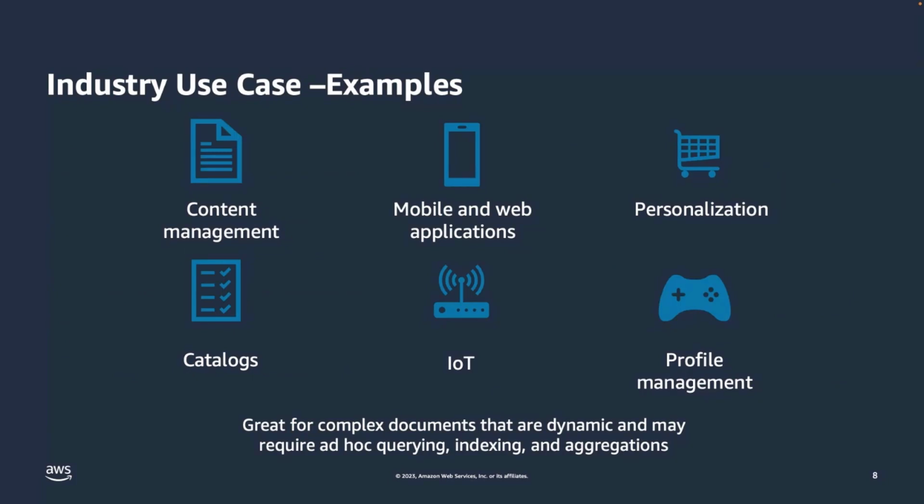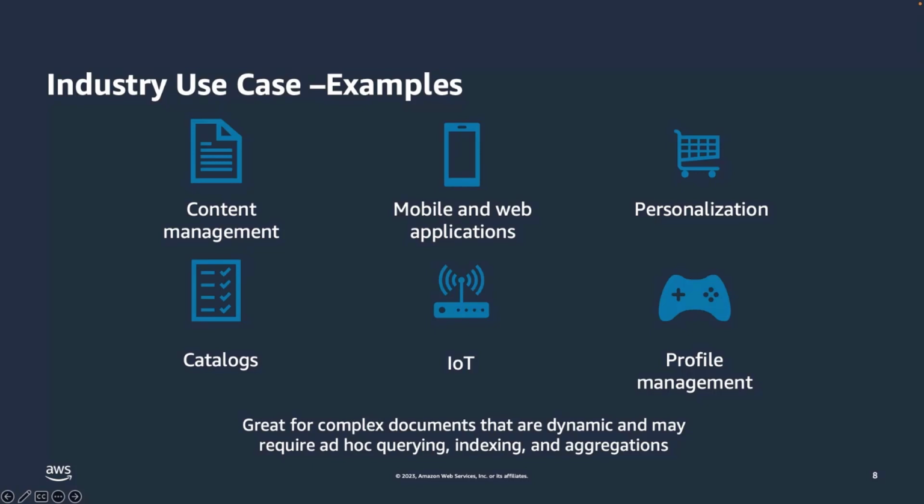When it comes to use cases, Amazon DocumentDB use cases are wide and many, given that document databases offer both flexible schemas and extensive query capabilities. The document model works well with use cases that require complex documents that are dynamic and may require ad hoc querying, indexing, and aggregations. Next, we'll go through some of these use cases in a little bit more depth.